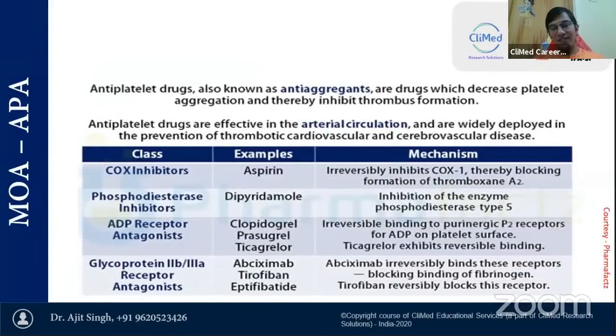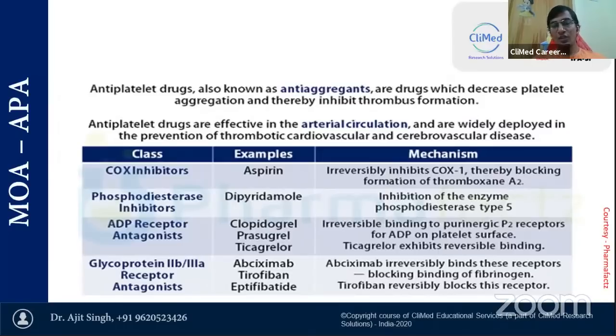Then what are the mechanisms of action directly? We have seen the classification, and of course we got to know about the mechanism, but still, antiplatelet drugs are known as anti-aggregants because they prevent platelet aggregation, right? So these drugs decrease platelet aggregation and inhibit thrombus formation. Correct, you got to know this. Simple. Antiplatelet drugs are effective in the arterial circulation, and are widely deployed in the prevention of thrombotic cardiovascular and cerebrovascular disease. Cardiovascular means MI, CAD, and cerebrovascular means TIA and stroke.